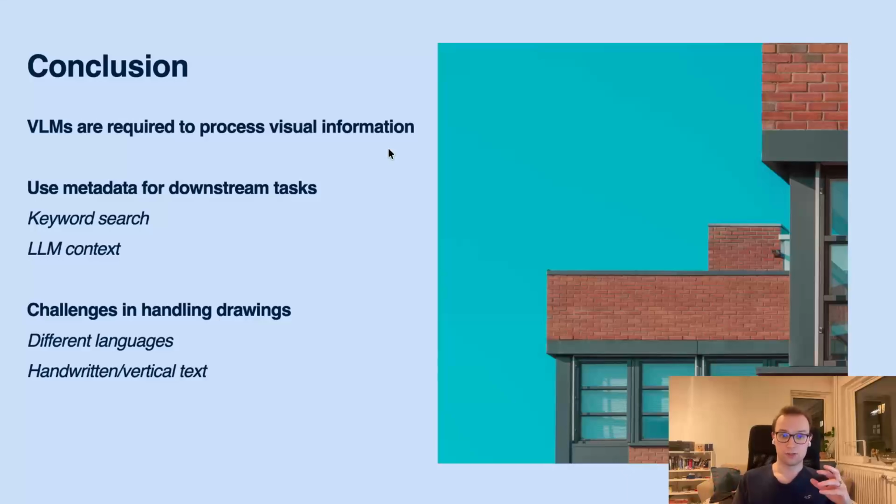There are also some challenges in handling drawings. So you typically have different languages and handwritten and vertical text. But VLMs have seen a lot of training data in both different languages and with handwritten and vertical text, which makes them super able to handle these challenges, and which essentially makes them really good models.